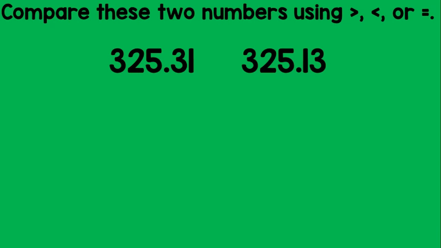Let's compare these two numbers using the greater than, less than, or equal to symbol. We've got 325 and 31 hundredths compared to 325 and 13 hundredths. So is 325 and 31 hundredths greater than, less than, or equal to 325 and 13 hundredths?